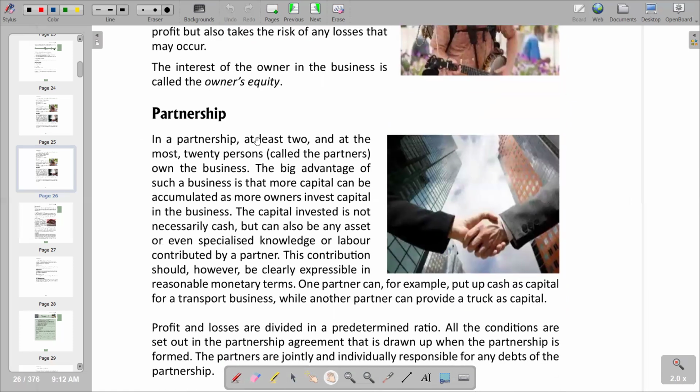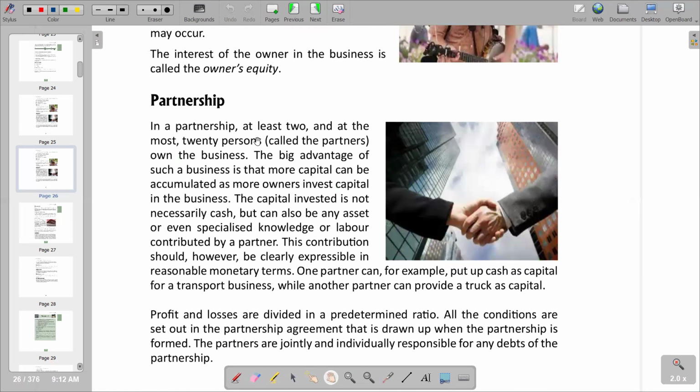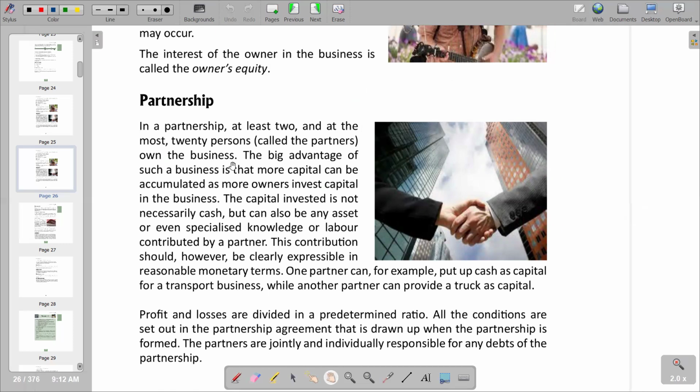So we go on and look at the second form of business that we have, which is a partnership. Basically, it is an arrangement between two or more people to oversee business operations and share profits or losses. That is the basic description of a partnership. According to our textbook, in a partnership, at least two and at most 20 persons are called the partners of the business.